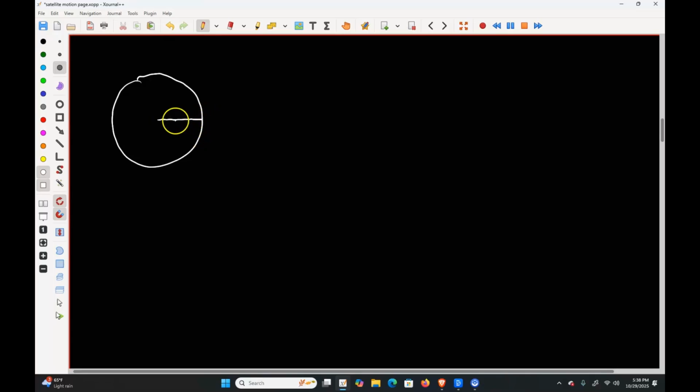Okay, so this is from the center of the Earth. This is the center of the satellite. This is the radius. I know that the circumference of this is equal to 2 pi r.